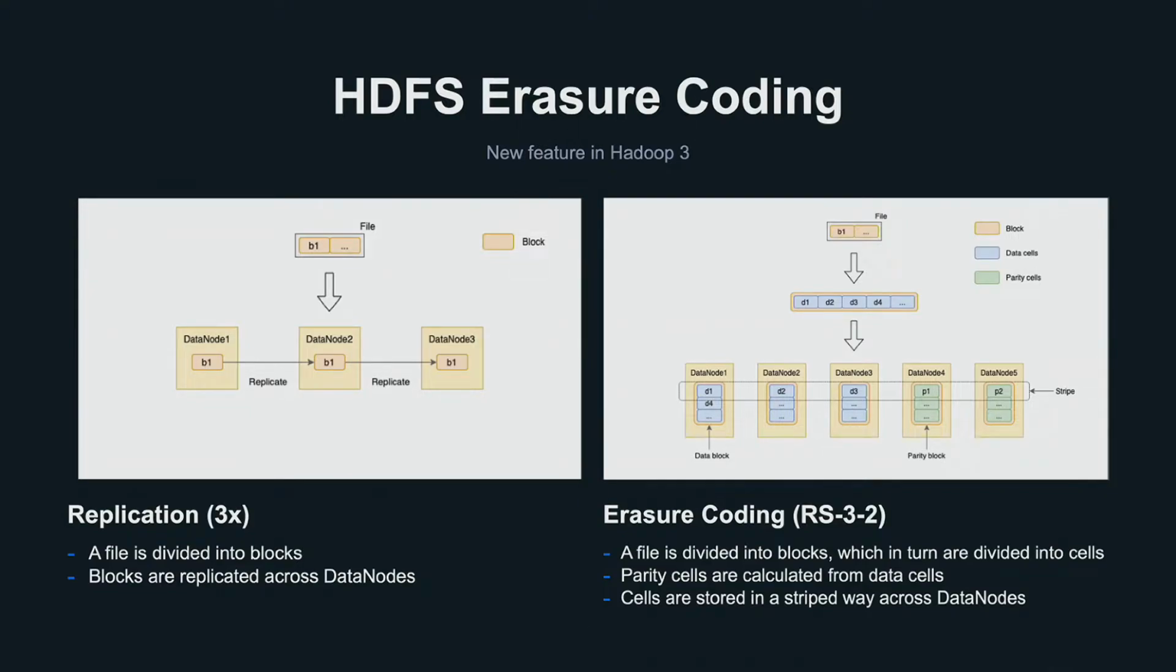In the case of RS32, the amount of data is only 5/3 of the original data, or about 1.7 times. The numbers 3 and 2 in RS32 correspond to the number of data blocks and the number of parity blocks, respectively. So if there are as many blocks as there are data blocks, the remaining blocks can be recovered. At Line, we use the default HDFS policy, RS63.